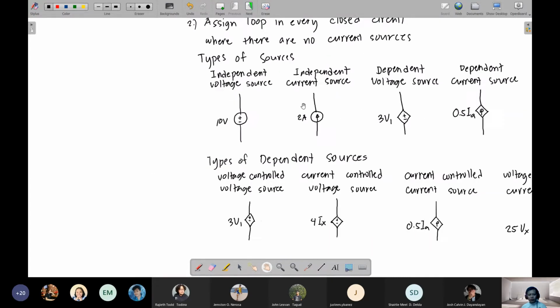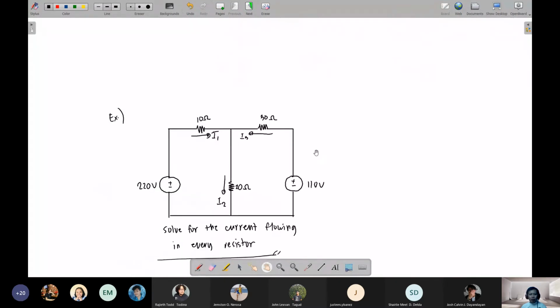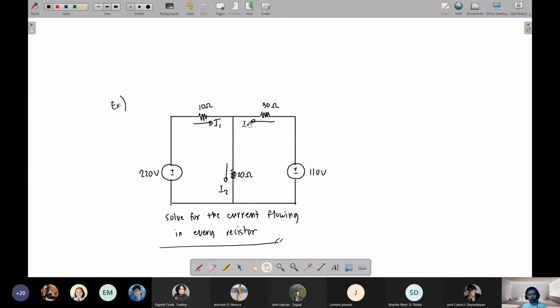So take note, remember there's a note that the number of unknown currents equals the number of equations needed. So for this one, we have 3 unknown currents, therefore we need 3 equations. So we should achieve 3 equations so that we can solve I1, I2, and I3. Okay? So step 1 is finished.